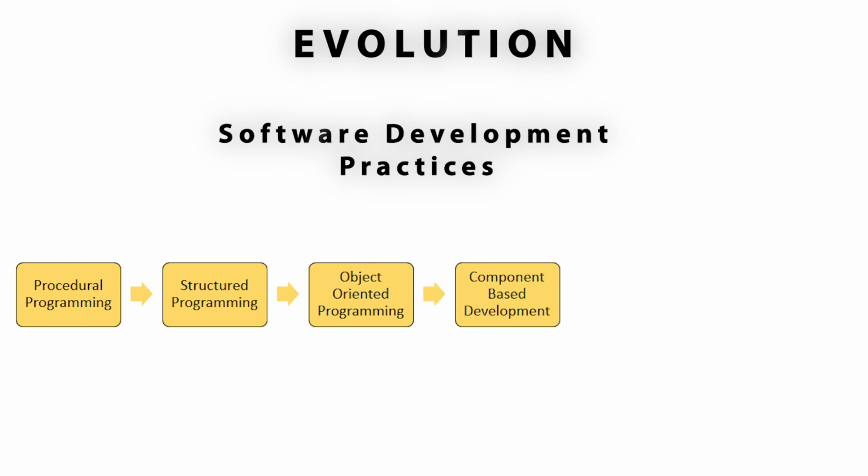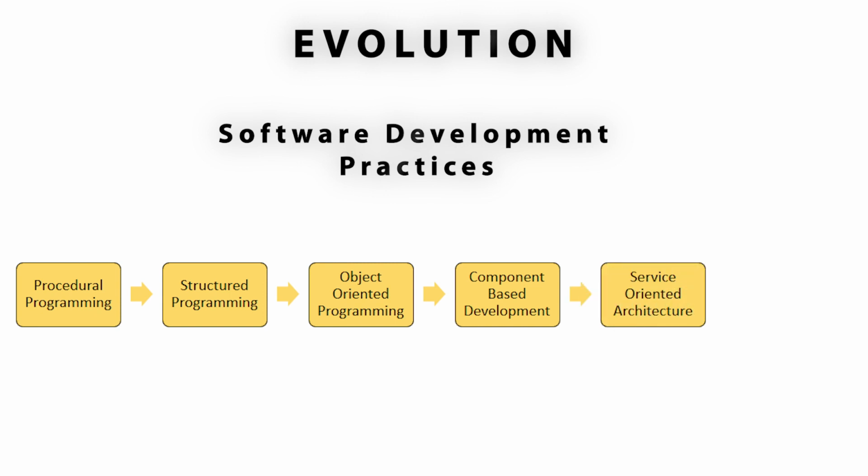Component-based development focuses on creating software systems by assembling reusable software components, which are self-contained and independent modules that can be integrated into larger systems. This approach enhances code reusability, maintainability, and scalability. Technologies like COM, DCOM, Java Beans, and .NET support component-based development.